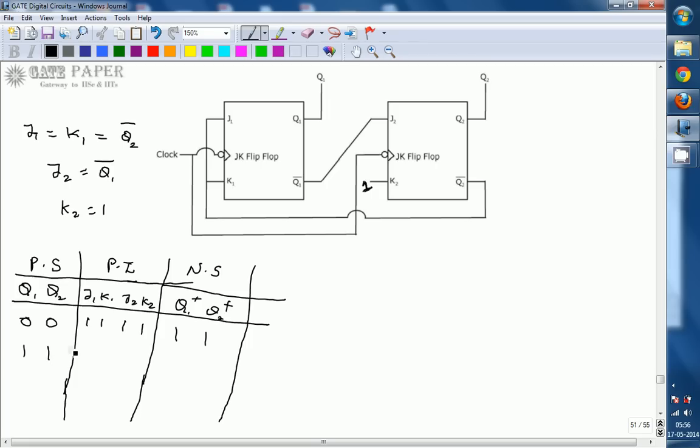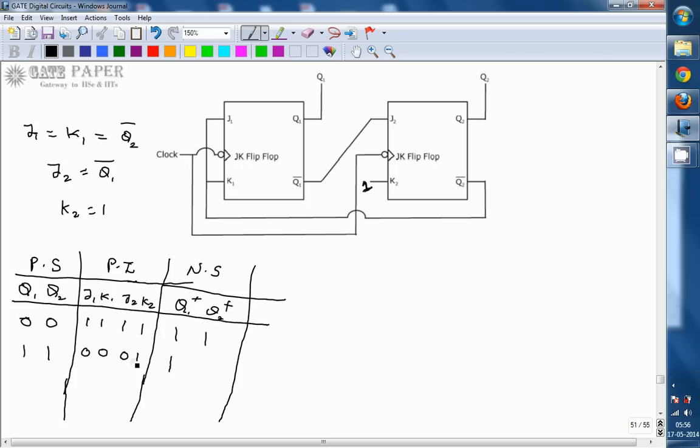For this 1 1 we have to write the J1 K1 values. J1 K1 is nothing but Q2 bar. Q2 is 1, so you will get 0 0. Next, J2 is Q1 bar. Q1 is 1, so you will get 0, and K2 is 1. J equal to 0, K equal to 0 is nothing but hold state. Hold state implies it will maintain the present state as next state. Present state of Q1 is 1, so it maintains the same as 1.